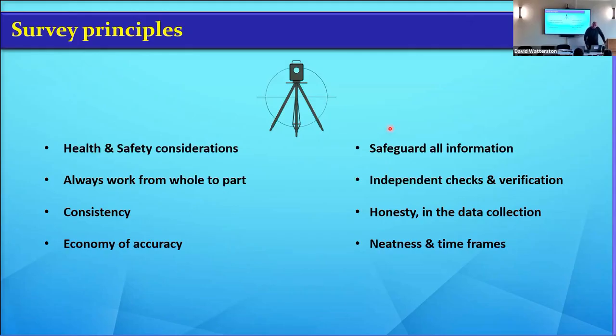Safeguard all information. I've had people putting a booking board on top of a car and then driving away. And they go to site next day and say, oh, where's my booking board? And they can't continue with the survey or the setting out because they've lost all the information.